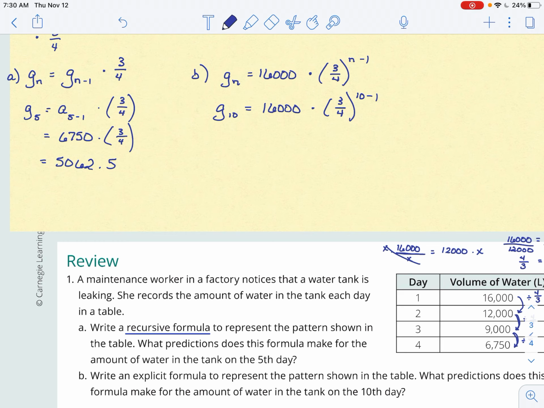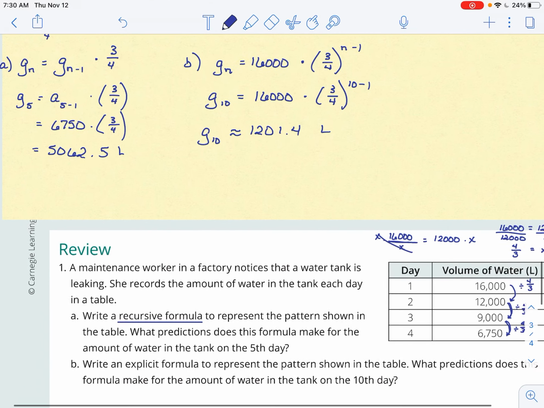My calculator is not capable of turning that back into a fraction. So I'm going to round it. I'm going to say it's approximately 1,201.4 liters, because that's what I was actually talking about for this tank.